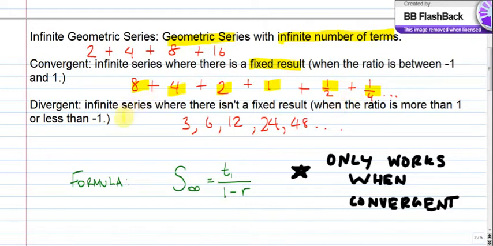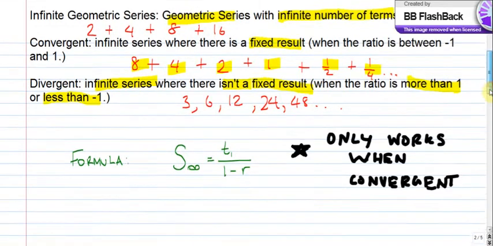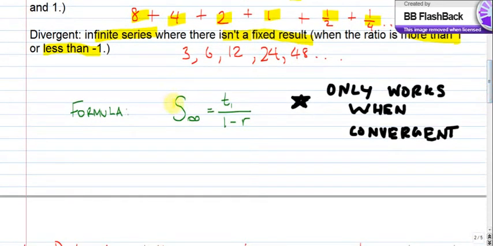Whereas there's something called divergent, where the infinite series doesn't have a fixed result. This is when the ratio is more than 1 or less than -1. As you can see, the numbers keep getting bigger. And if this goes on infinitely, you will never get an answer. It just gets bigger and bigger. So when it's convergent, that's what we want.